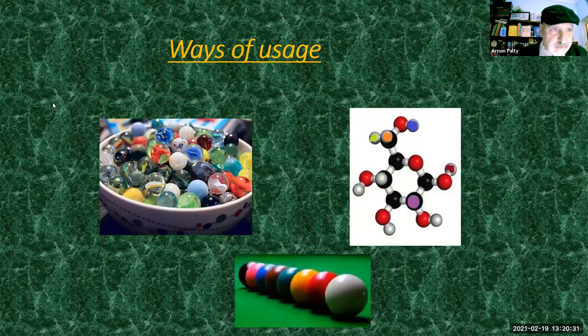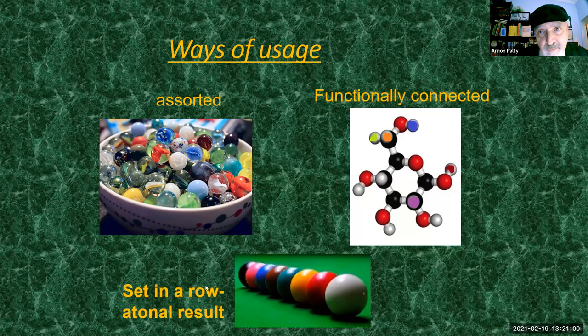Okay, so here we have assorted. We can just line them up randomly, just assorted, like what we see here in that picture with the marbles. Another one would be functionally connected, just like these atoms here. And another one would be set in a row, atonal results, because we are separating them from any tonality or any functionality. Assorted, let's check it out.